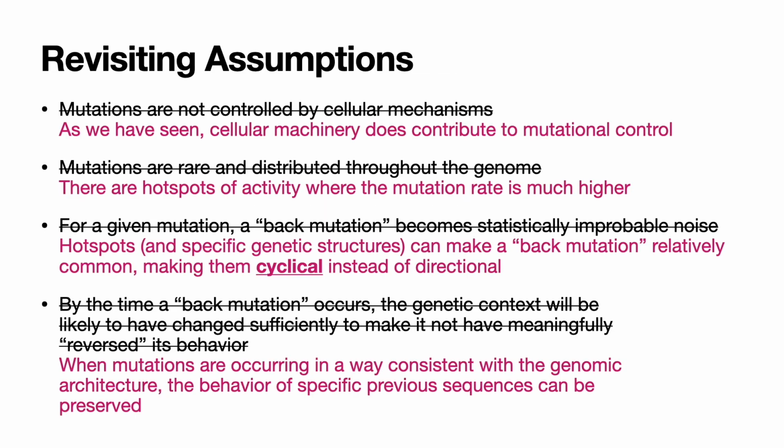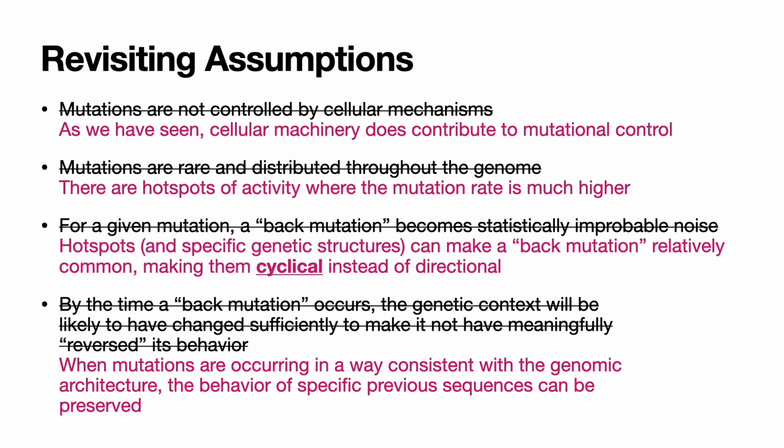But if we revisit these assumptions, as we've seen, cellular machinery actually does contribute to mutational control. Those examples that I showed, there actually are instances where mutations are controlled by cellular machinery. So we can't assume that they're not. The idea that mutations are rare and distributed, other evidence has shown us that no, there are actually hot spots of activity where the mutation rate is orders of magnitude higher. But because of hotspots and specific genetic structures, which we'll talk about in a moment, they can make back mutations relatively common.